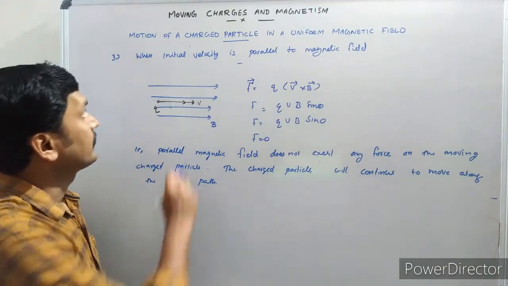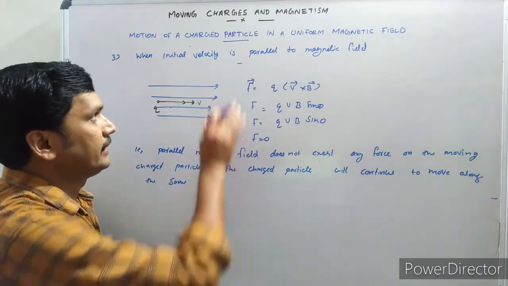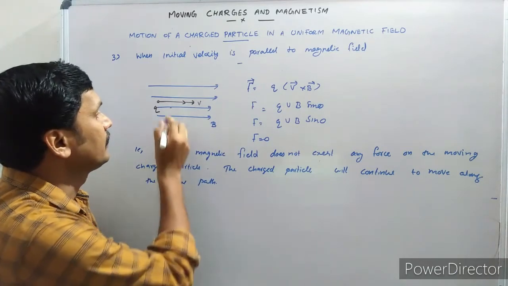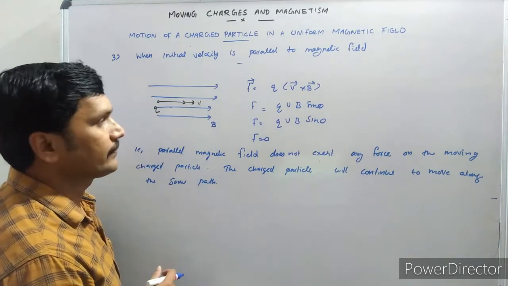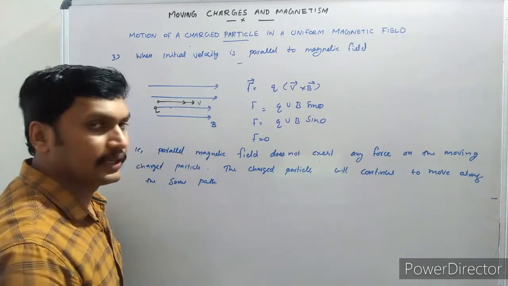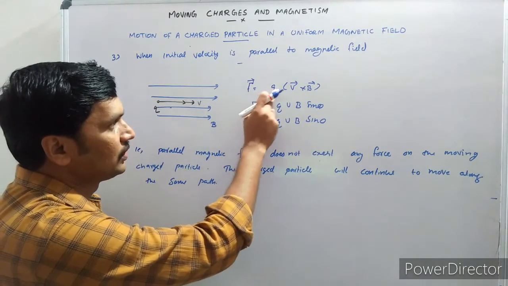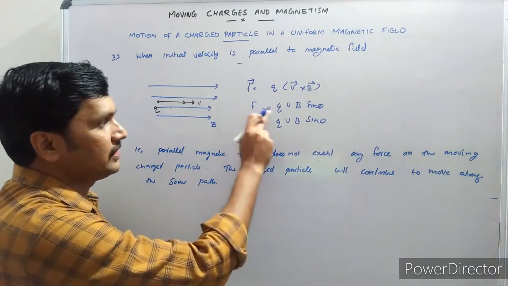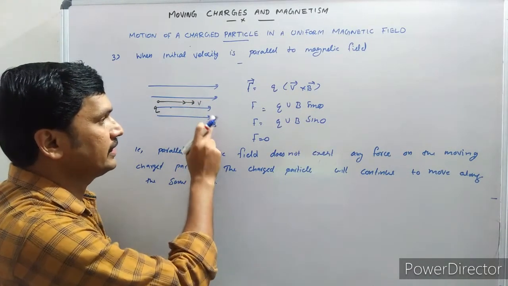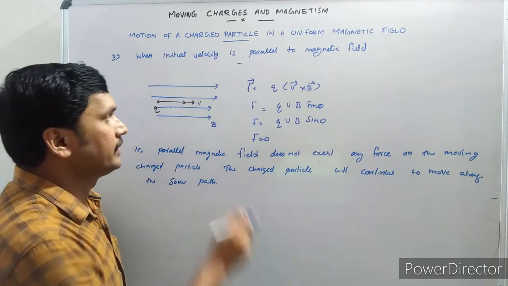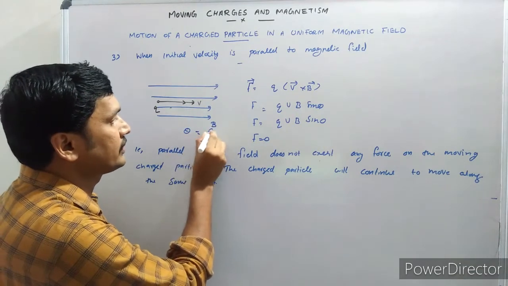Now see case 3, when the initial velocity is parallel to the magnetic field. Here we have a charge moving with a velocity v, which is moving parallel to the magnetic field. You know that when a charge is moving in a magnetic field, the force experienced by the charge is F equal to q v cross B, or we can write F is equal to qvB sin theta. What is theta? The angle between the direction of velocity and the magnetic field. But here v and B are parallel to each other, so theta is equal to 0.